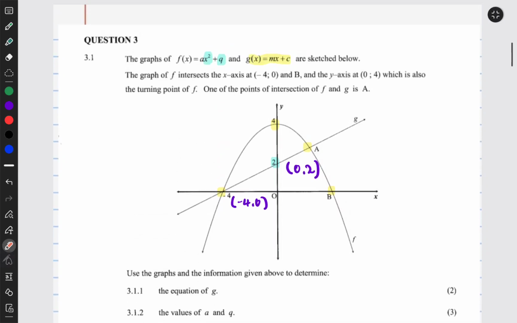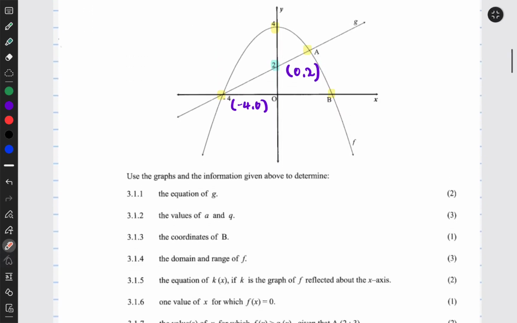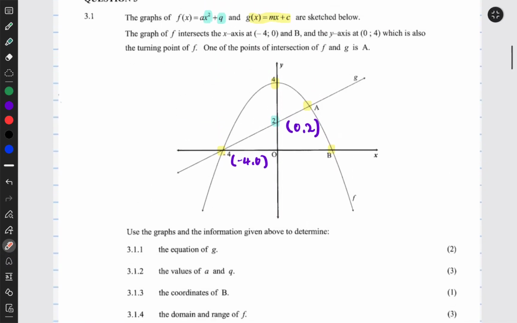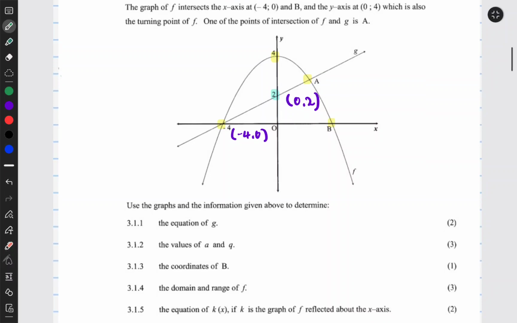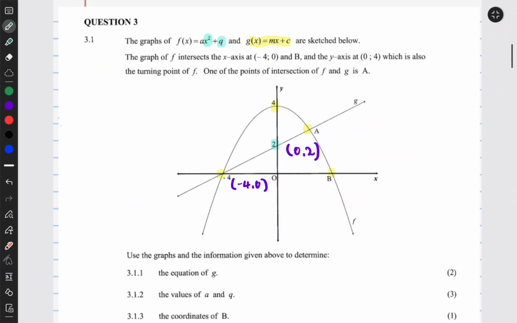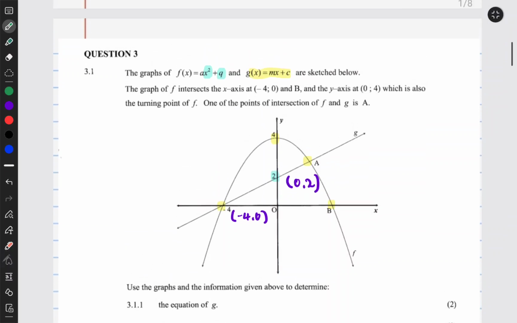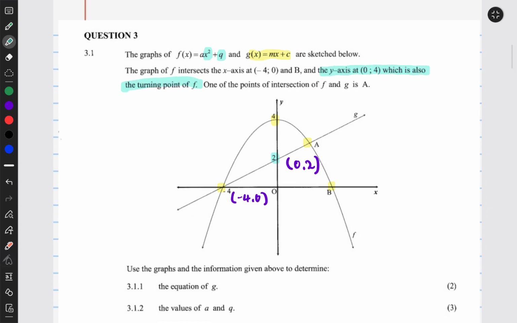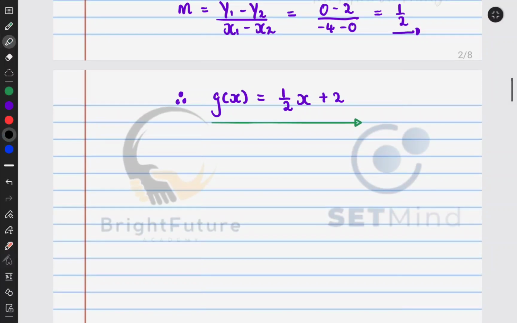Okay, and then next we have to determine the value of a and q for 3.1.2. So our q, what is our q? The q is the turning point. So we are told what the turning point was. The turning point is 0 and 4. The coordinates of the turning point are 0 and 4. So therefore we know that our q is going to be what? So this one is 3.1.2.